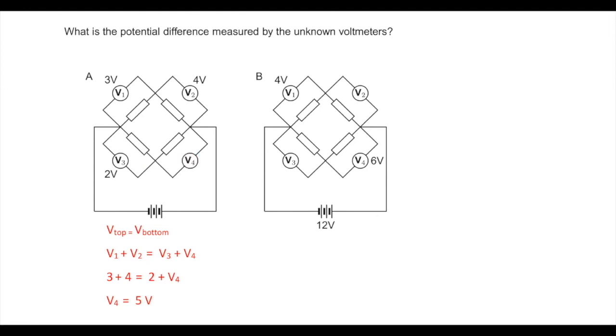In number B, we have 12 volts over our cells. So the cells are giving you 12 volts, and that must be used in this parallel combination. So the potential difference over the whole parallel will be 12, but that is always equal to the potential difference in the top branch and the potential difference in the bottom branch.